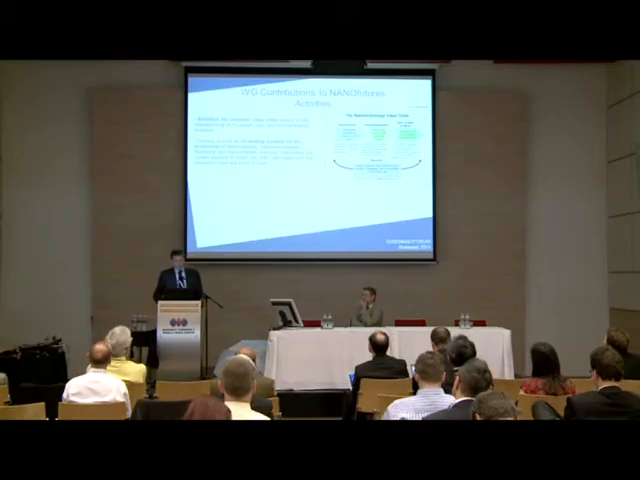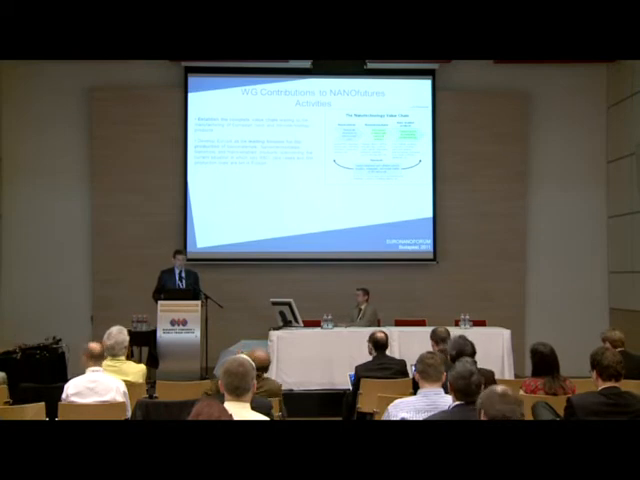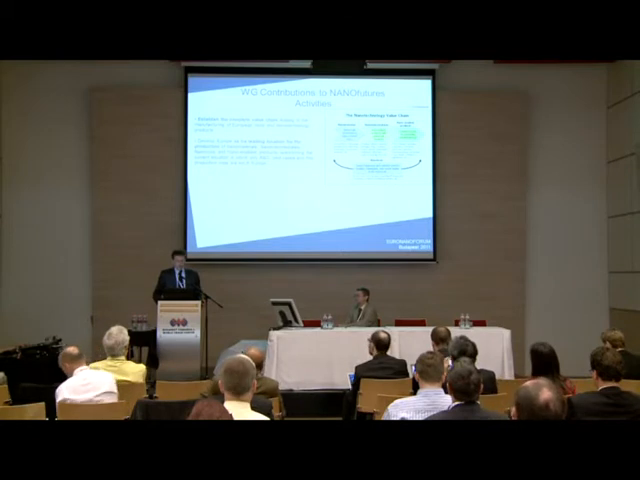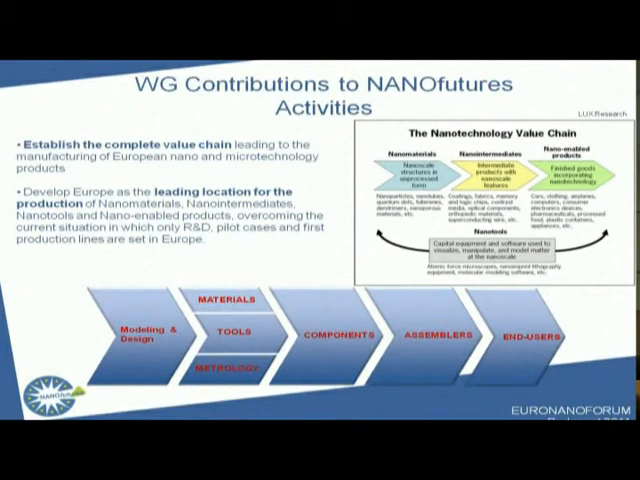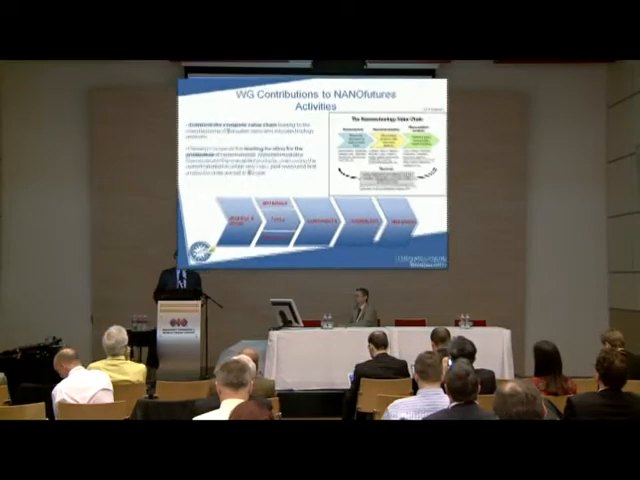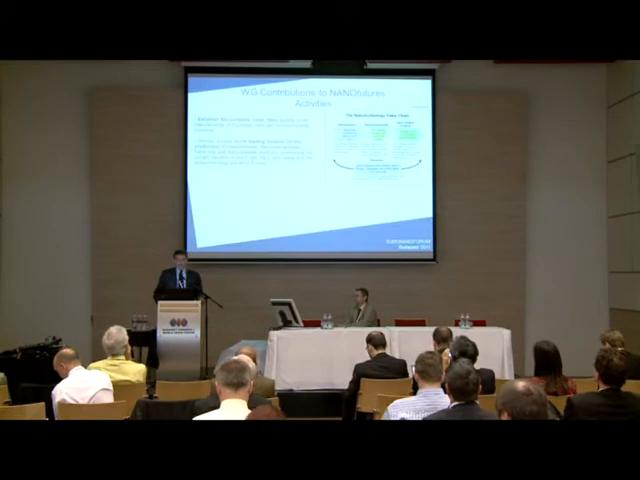So what was the first aim of the working group of industrialization within NanoFuture? The first objective was to establish the complete value chain in the different sectors, and this will allow Europe to continue to lead in the production of nanomaterials, of nano-intermediates, nano-tools, and at the end nano-based products.